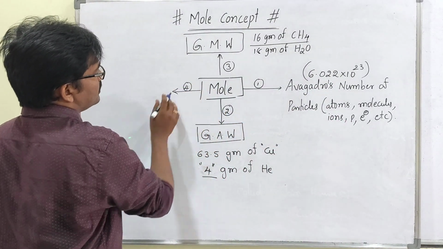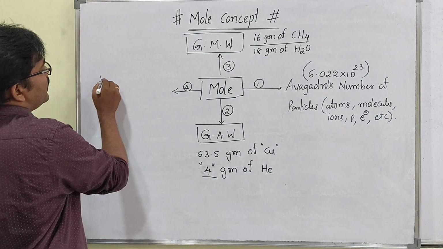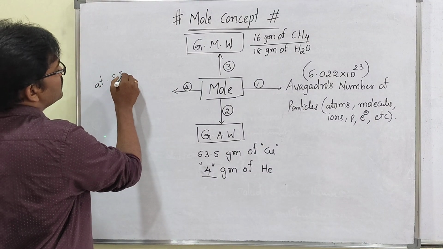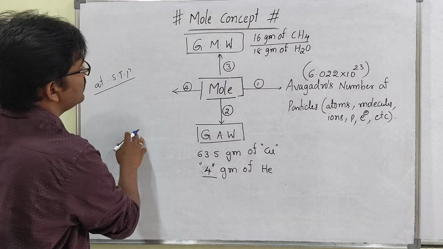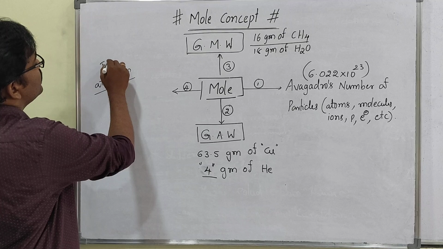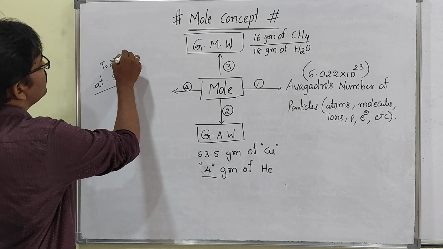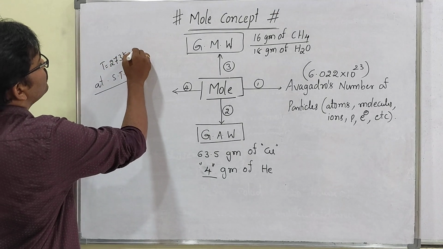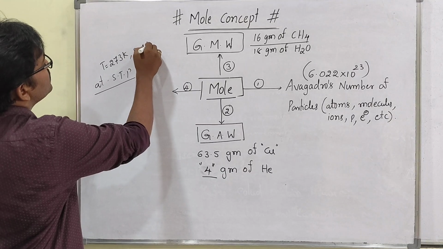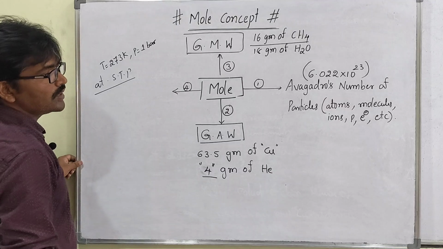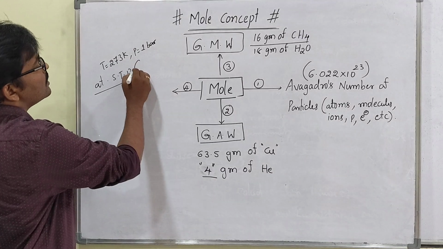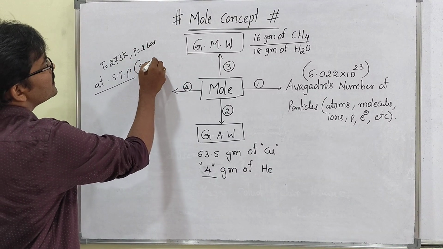Next, the fourth definition. This we have to take at STP conditions, nothing but standard temperature and pressure. What temperature do we have to take? 273 Kelvin. What pressure? 1 bar pressure. So that is what we call STP conditions. At STP conditions it is applicable only for gases.